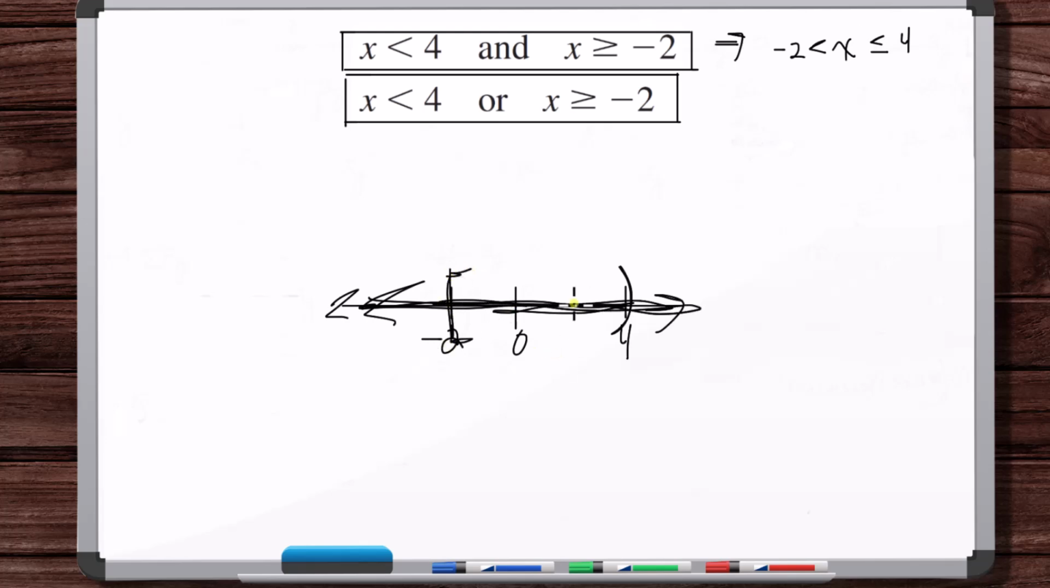Well, it's anything, but it's an or statement. So the solution here is x can be anything. You could plug in any x you want, any real number you want, and it's going to be less than 4 or greater than or equal to -2. Think about it. You could pick any number in the entire number line. Is that number less than 4 or greater than or equal to -2? Well, yeah, no matter what you plug in, it's going to be.